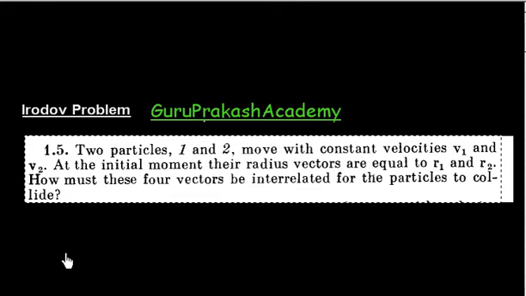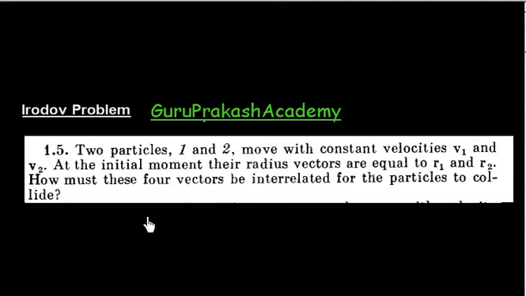Let us read this problem first and then we'll discuss. So we have two particles, particle number 1 and particle number 2, both moving with constant velocities v1 and v2. Initial radius vectors are r1 and r2. We have to find a relationship between these four vectors so that the particles collide.